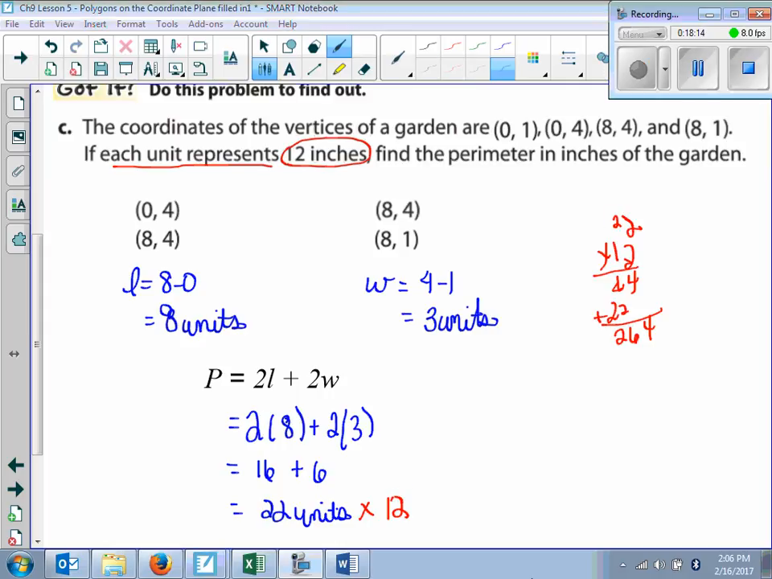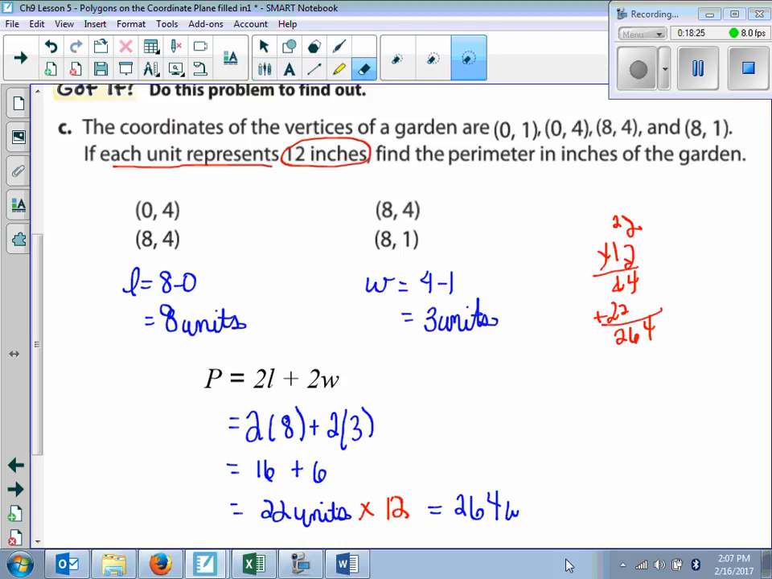Okay. So the distance around the garden is 264, oh, not units, it's inches. Very good. So 264 inches. Inches squared? No, because we're not finding the area. Very good. So just inches.